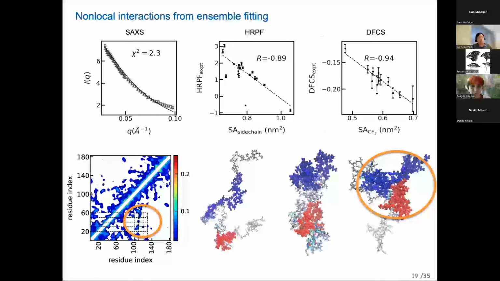And for the next 2 experimental technologies, we can only see the correlation because they do not really tell us the solvent accessibility. They only tell us the relative solvent accessibility of the labeling position. With those restraints, a lot of restraints put in the all-atom ensemble, we can check the contact map from this all-atom ensemble. And we find that again, we see those non-local, long-range transient interactions.